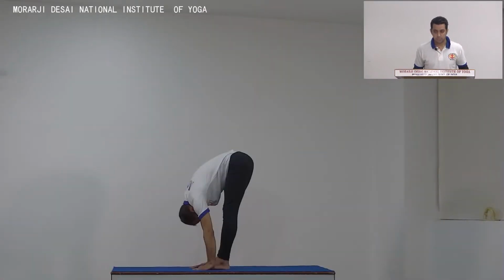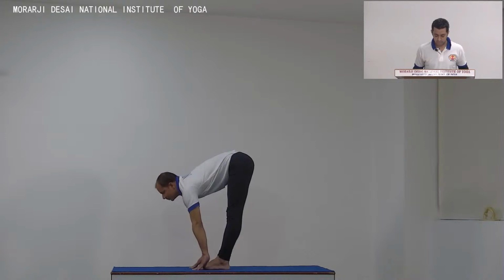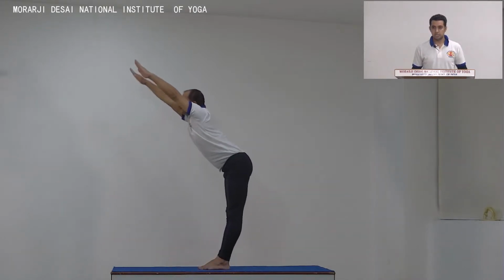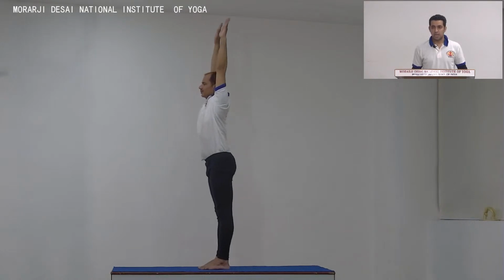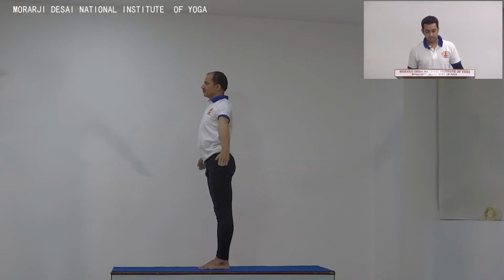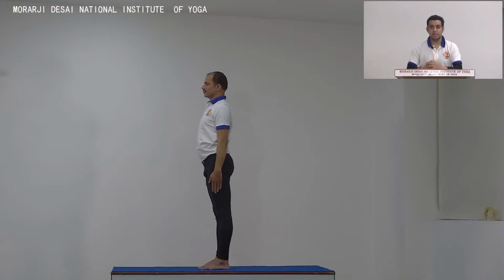Now inhale, bring your arms up straight to your back. Very good. Stretch. Exhale, bring your arms down from the side. Stretch it and relax. Close your eyes and feel the effect of this practice, of this asana.